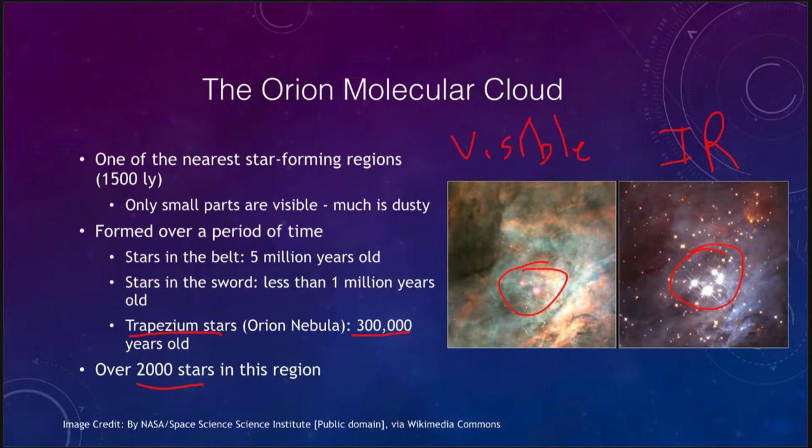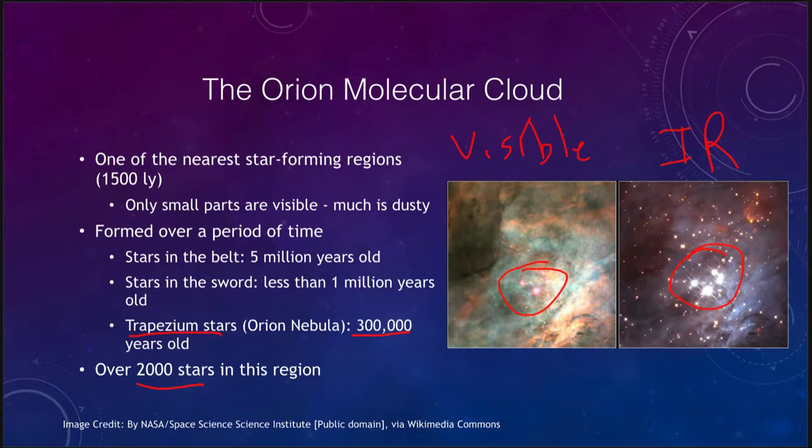And this is, again, one of the nearest star forming regions that we have to us here in the Milky Way, and is an ongoing source of star formation. So when you often see images of nebulae, a lot of them that we see come from the Orion region, with the Orion Nebula pictured in part here being one of the main ones.